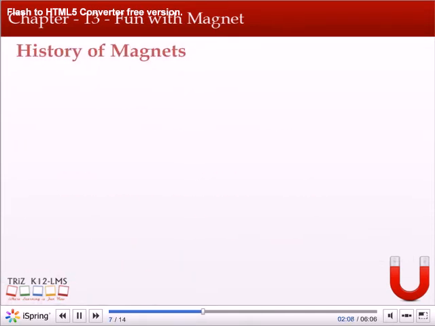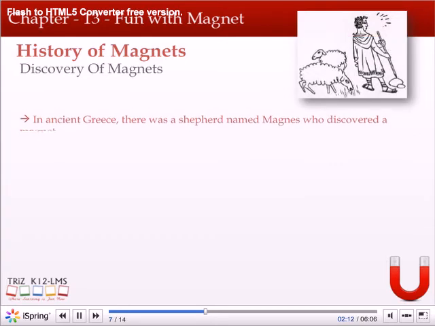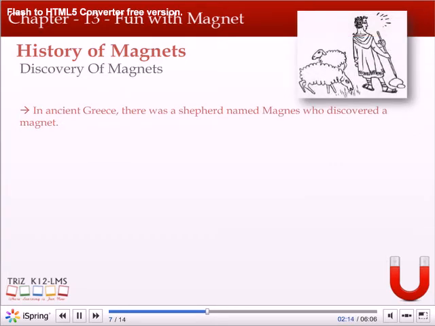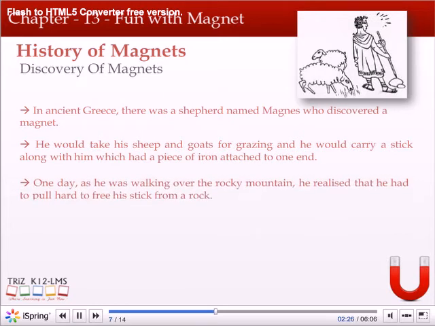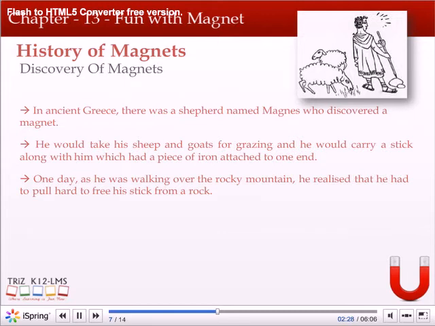History of magnets. Discovery of magnets. In ancient Greece, there was a shepherd named Magnus who discovered a magnet. He would take his sheep and goats for grazing, and he would carry a stick along with him which had a piece of iron attached to one end. One day, as he was walking over the rocky mountain, he realized that he had to pull hard to free his stick from a rock.